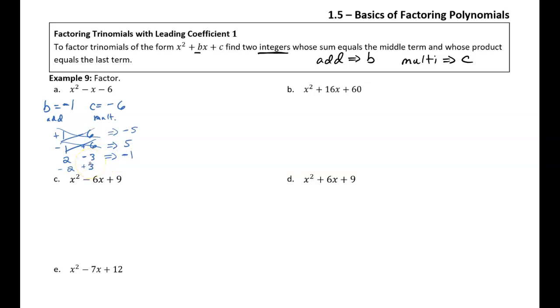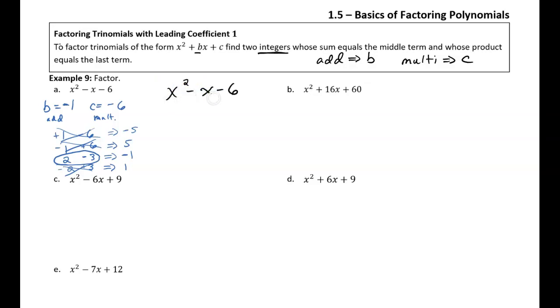All right, let's just check the last one just in case. -2 plus 3 gives me a +1. That's the wrong sign. So it looks to be that our numbers are the 2 and the -3. So those are my integers that my method is calling for. Once I have those integers, though, my factorization is really quick.